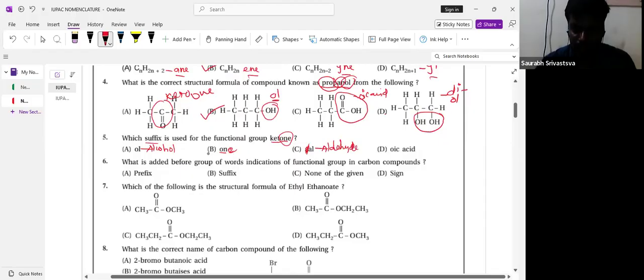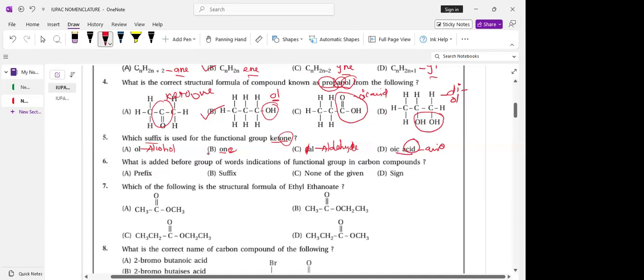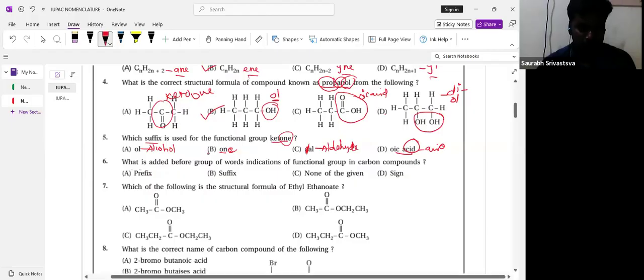And this "oic acid" means acid. In the name itself, there is "acid". Next one. "Simple ON" will be wrong, no? "Simple ON" is wrong. What is added before the word indicating the functional group? Before the group word. What is the group word? They are asking: before the group word means before the root word. What is it before the root word?